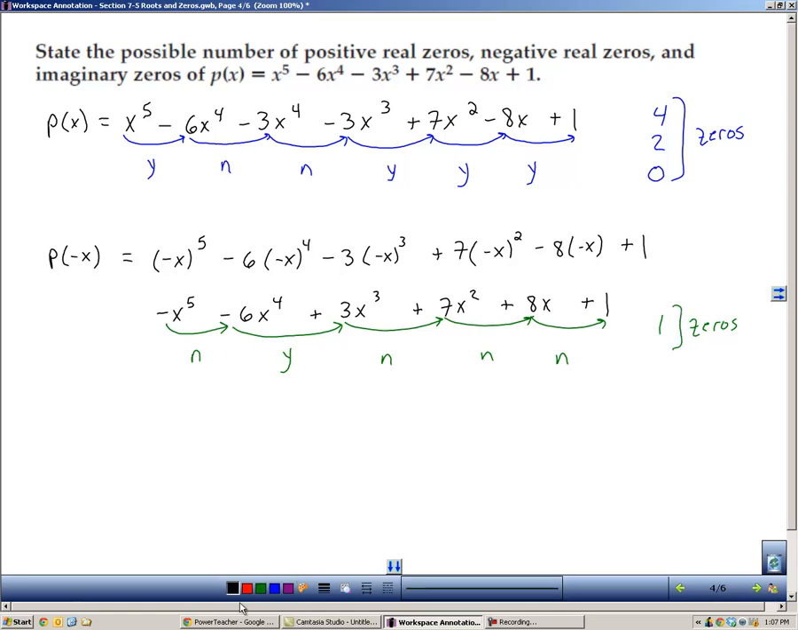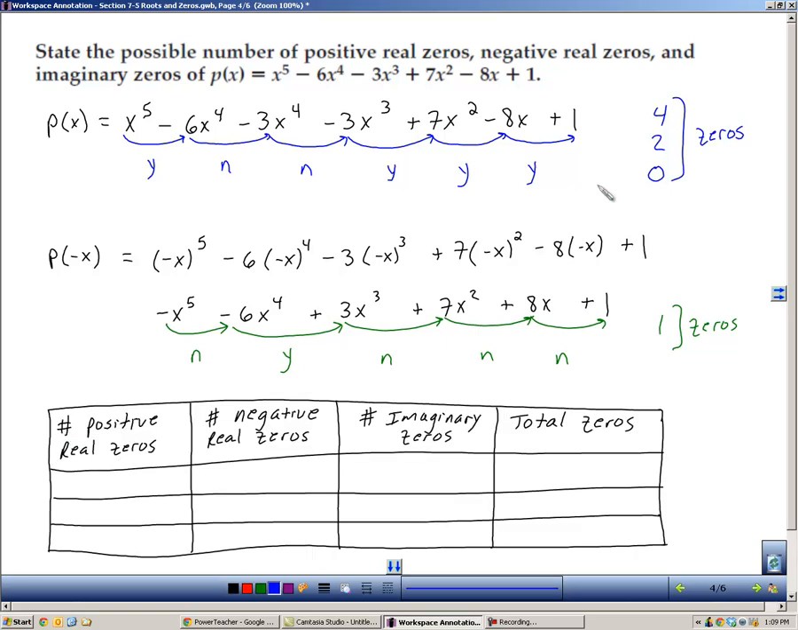So now I'm going to make a table to organize all of this information. The number of positive real zeros, we said from counting the changes of sign, was either going to be 4, 2, or none. Those are the 3 possibilities. We also found out by looking at the changing of signs that there was only going to be 1 negative.